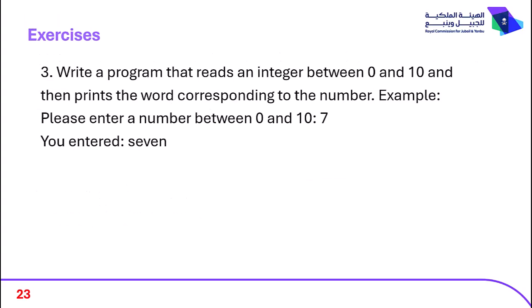Exercises Part 2. Finally, write a program that takes a number between 0 and 10 and prints the word for that number. For example, 7 should output seven. This is a perfect opportunity to practice using a switch statement.